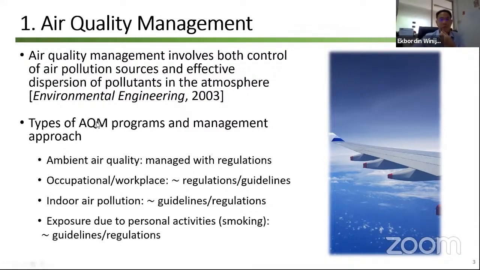And there are also different types of air quality management programs. It depends on the location where you would like to apply this kind of air quality management. When we're talking about the ambient air, like outside of the building, then usually we will manage this air quality with regulation. For example, the government is going to apply some air quality emission control or some ambient air quality standard or something like that.